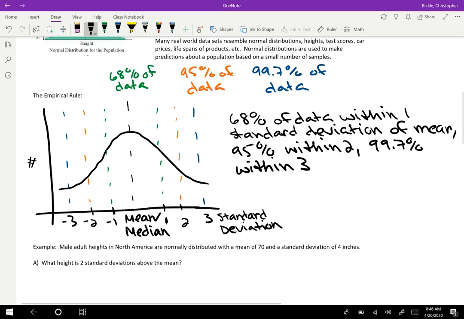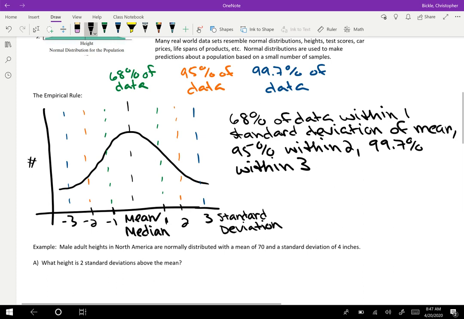So again, what you're saying there is if I went through and I got 100,000 samples and they followed a normal distribution, 68% of those samples, 68% of 100,000, so 68,000 of them are going to be within 1 standard deviation below or above the mean, okay? 95% of those samples, so 95,000 out of 100,000 are going to be within 2 standard deviations of the mean, and 99.7% of them are going to fall within 3.